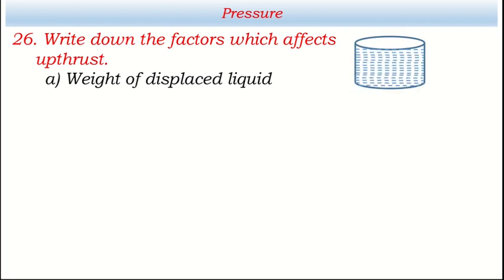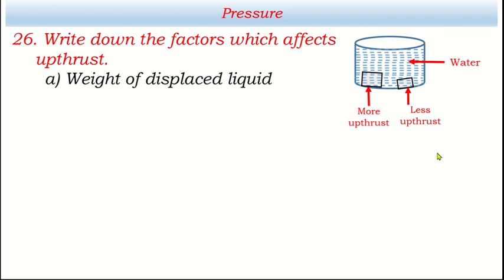Let's say we have a container which contains water, and if two bodies are dipped into it, look at these two bodies. The first one is bigger than the second one, and certainly the volume of the first one is greater than the volume of the second one. So the first one displaces more water than the second one. That's why the weight of displaced liquid in the case of the first one is more, and the weight of displaced liquid in the case of the second one is less. That's why here we'll have more upthrust, here we'll have less upthrust.